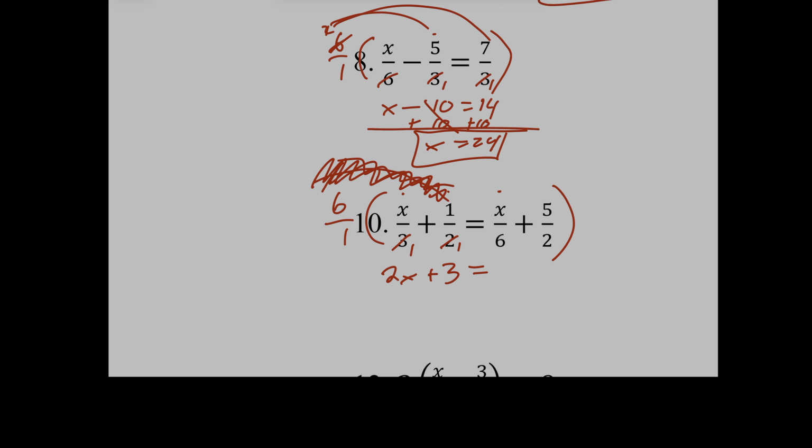There's got to be a better way for me to erase, right? There we go. All right, so here we go. 6 goes in the 6 once, 6 goes in the 6 once. That's just going to become an x.